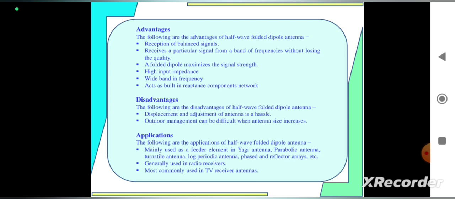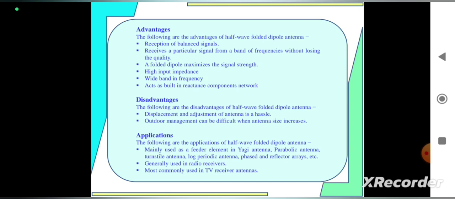Next, disadvantages. The following two points are the disadvantages of the half-wave folded dipole antenna. The first one is that displacement and adjustment of the antenna is a hassle. The next one, outdoor management can be difficult when the antenna size increases.